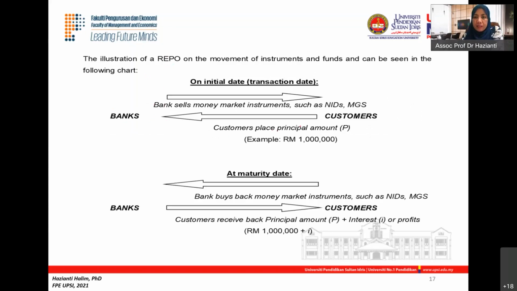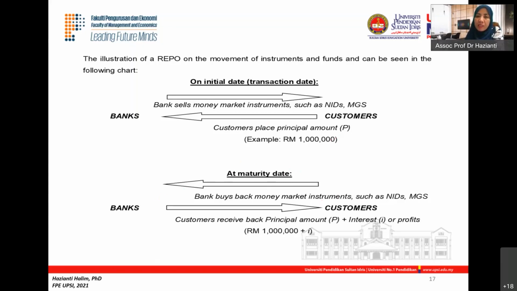Okay, this is bank, this is customer. Today, what happened today? Initial date. Kita kata today is the transaction date. So bank ni, they sell money market instruments such as NID, MGS to the customer. Okay, jual hari ni, customer letak principal amount. Let's say dia jual hari ni dengan harga 1 million. Okay, dia jual the paper, customer bagi 1 million. At maturity date, katakanlah maturity date dia 3 bulan. Okay, so sekarang bank can buy back the money market instruments.